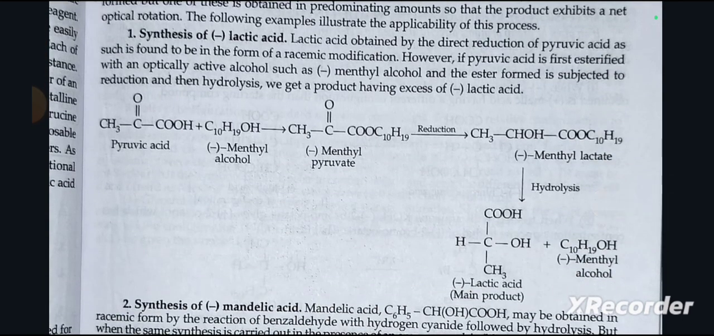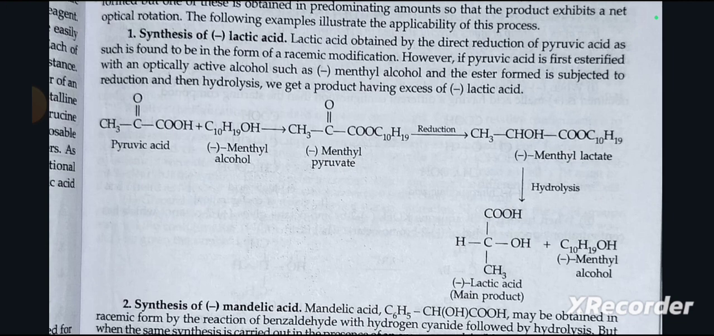First, synthesis of minus lactic acid. Lactic acid obtained by the direct reduction of pyruvic acid as such is found to be in the form of a racemic modification. However, if pyruvic acid is first esterified with optically active alcohol such as minus methyl alcohol, and the ester formed is subjected to reduction and then hydrolysis, we get a product having excess of minus lactic acid.